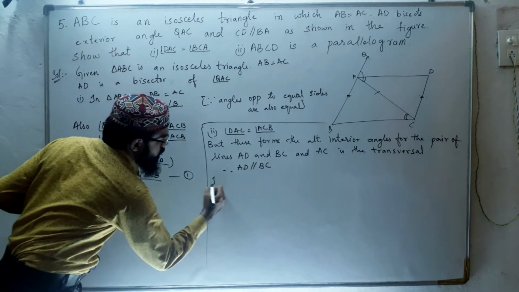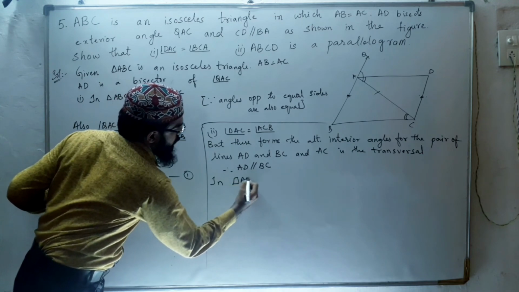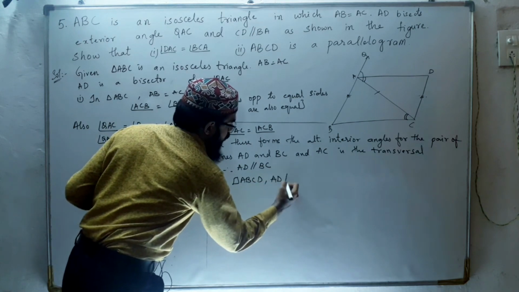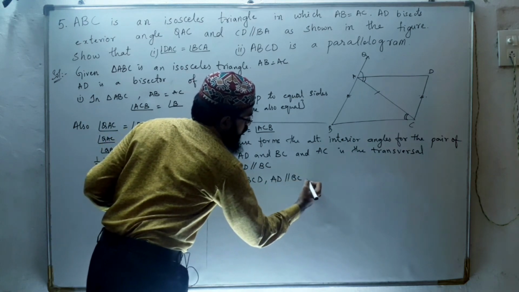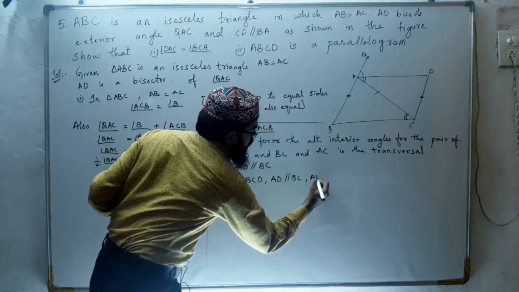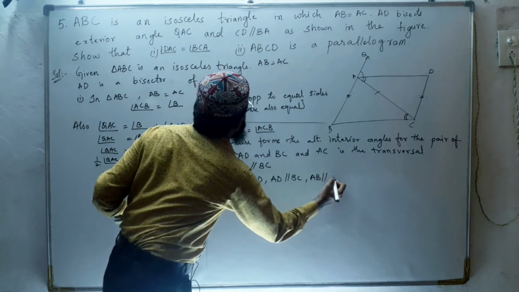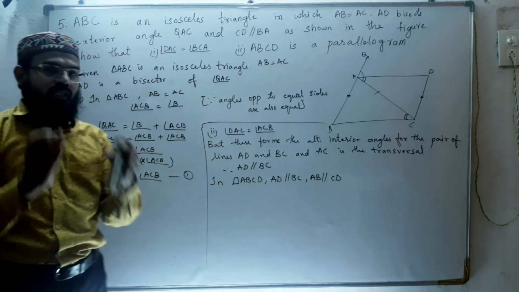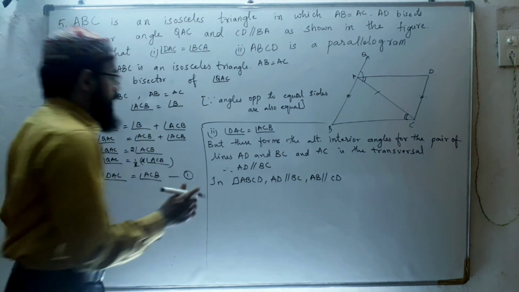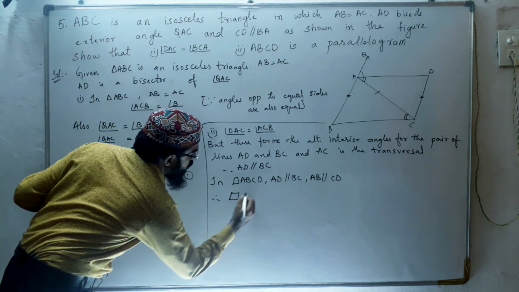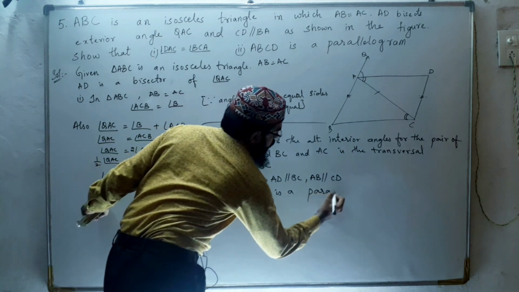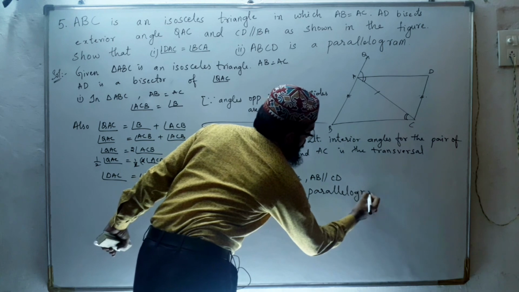So in quadrilateral ABCD, we have AD parallel to BC, and it is already given that CD is parallel to AB. That means AB is parallel to CD. When we see a quadrilateral having both pairs of opposite sides parallel, that quadrilateral is called a parallelogram. Therefore quadrilateral ABCD is a parallelogram.